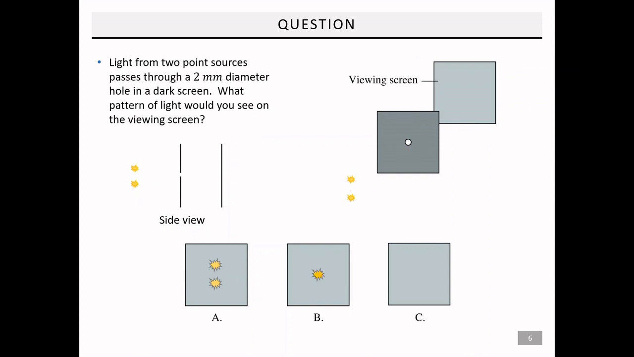Here you have a very similar question. Instead of two holes on the dark screen, you have one hole in the center. And instead of one point source, you have two point sources of light. So then what pattern of light will you see on the viewing screen in the back? Again, think about it, and I will give you the answer during one of our meetings.